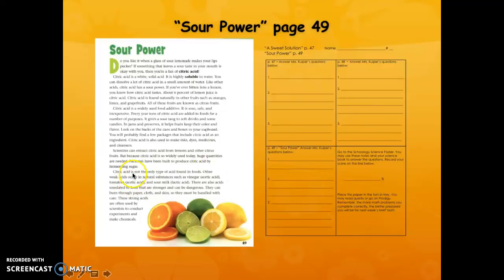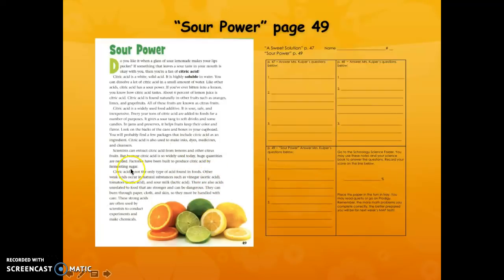Last paragraph. Citric acid is not the only type of acid found in foods. Other weak acids occur in natural substances such as vinegar, acetic acid, tomatoes, and sour milk, lactic acid. There are also acids unrelated to food that are stronger and can be dangerous. They can burn through paper, cloth, and skin, so they must be handled with care. These strong acids are often used by scientists to conduct experiments and make chemicals.